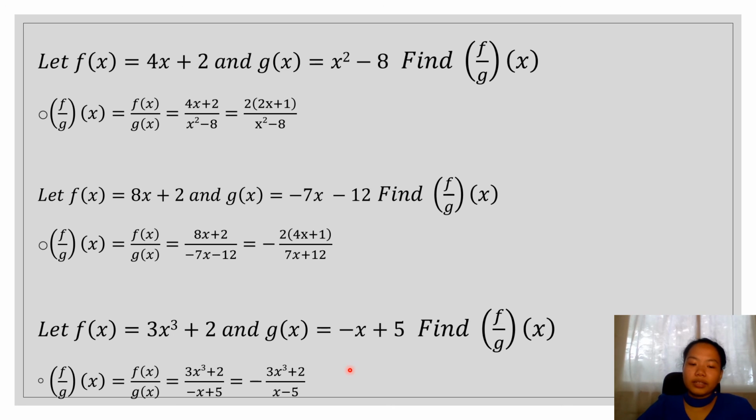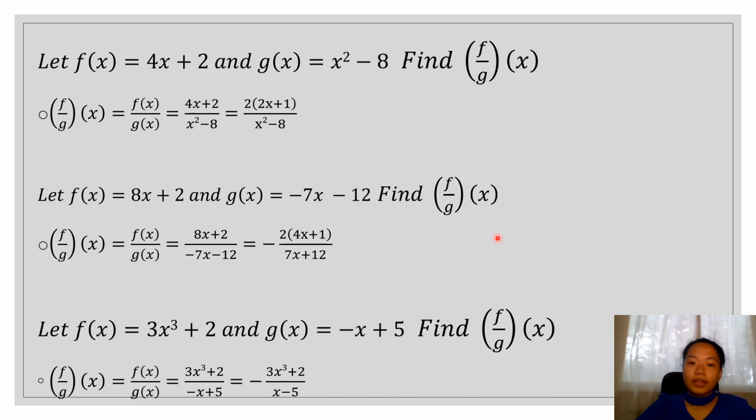So let us check this factor in the denominator. So negative sign times x equals negative x, which is correct, and negative sign times negative 5 is equal to positive 5, and that's also correct.